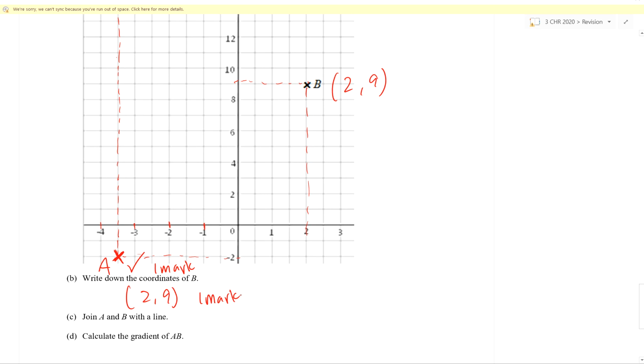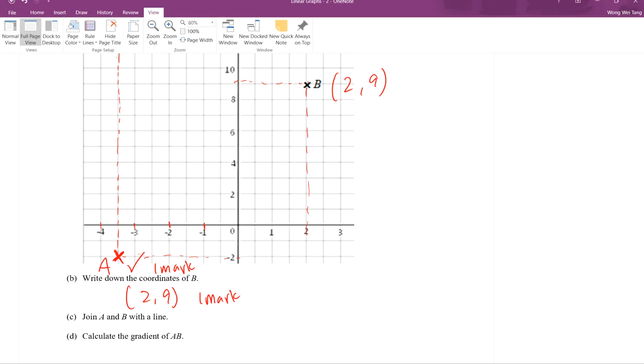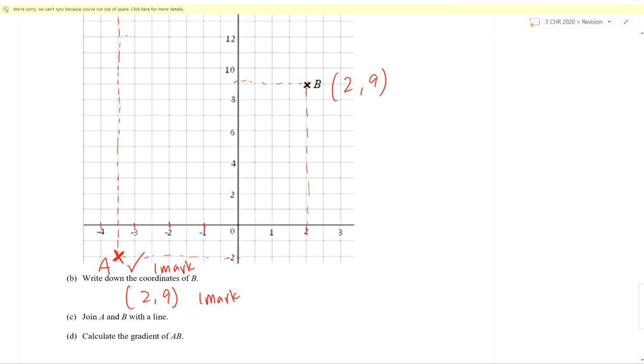So next, join A and B with a line. Ruler. If you have a straight line joining A and B, you get 1 mark also. 1 mark.